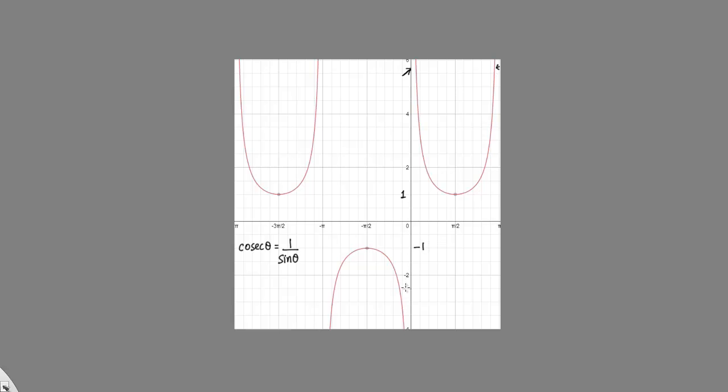Cosecant theta is also minus 1 here. And then close to 0 it becomes infinite. And here again, close to minus pi, it becomes infinite. And this is the copy.